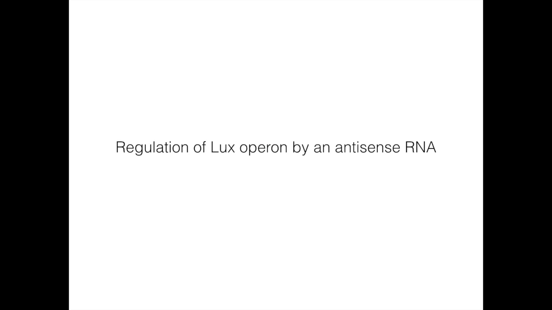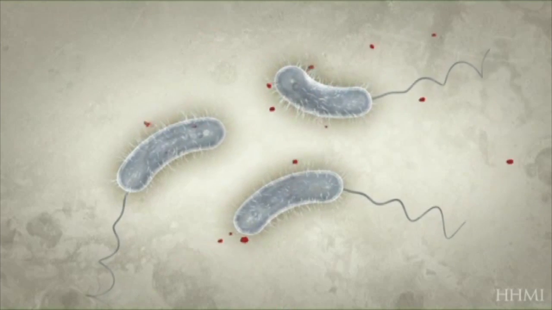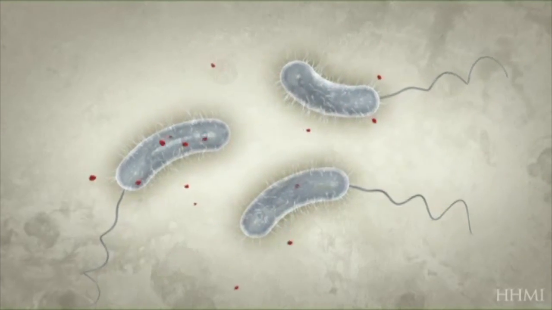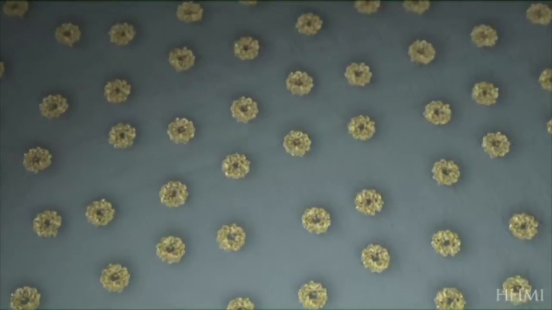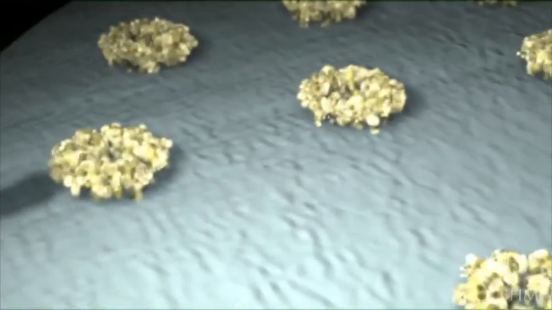And here I'm going to show you an animation of how the regulation of the Lux operon is accomplished by an antisense RNA. So starting here, the cells are at low cell density, so they are making the autoinducers, but of course they live in this big world, and so the autoinducers diffuse away. So if we hone in onto the bacterial membrane, those are the receptors, and it's very infrequent that they're going to bump into one of these autoinducer molecules because those have floated off.